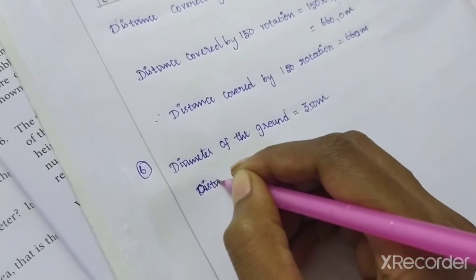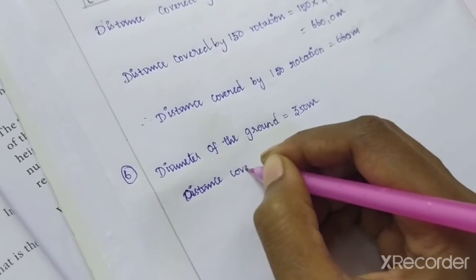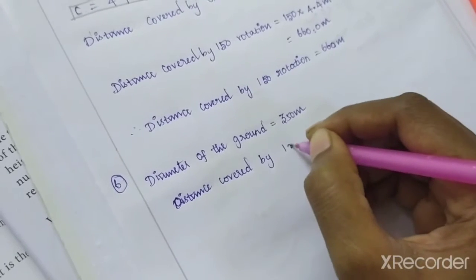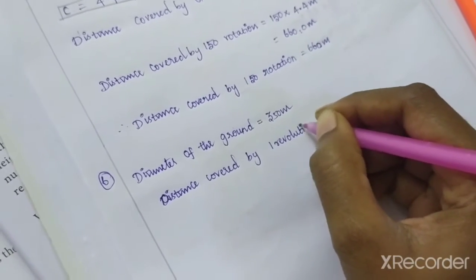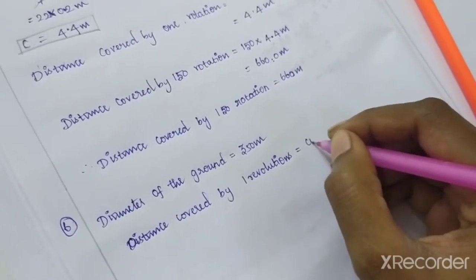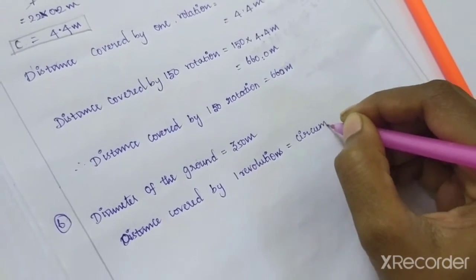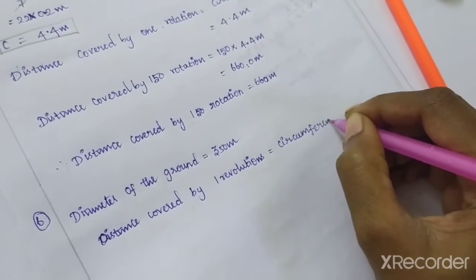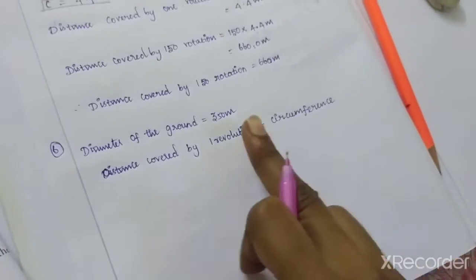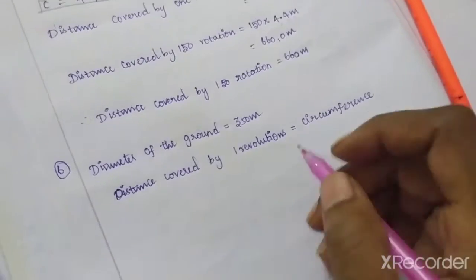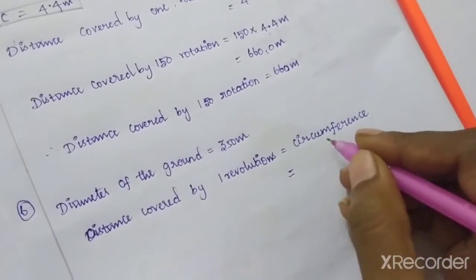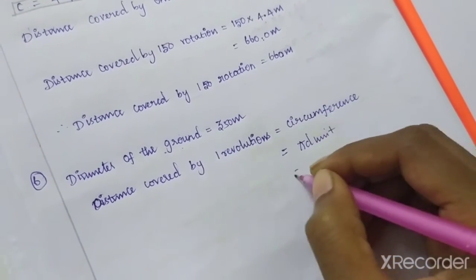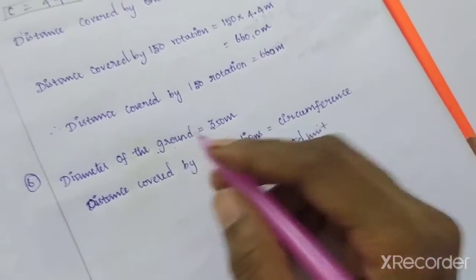So the distance covered by one revolution is equal to circumference. Correct? Okay, the same as before. One revolution equal to circumference means one rotation as it is. So what is the formula? We are having a diameter, so circumference is pi d units. Substitute in this place: pi is 22 by 7 into what is your d?